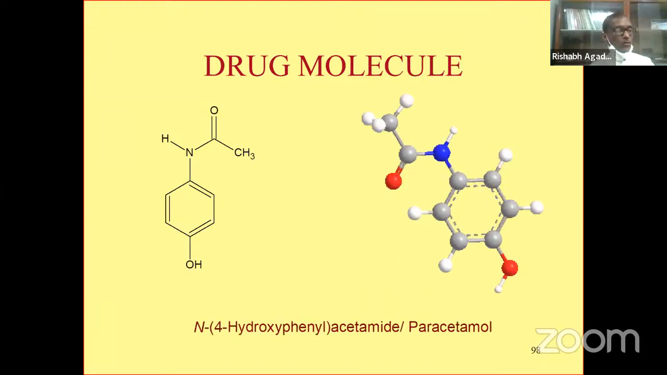Then another molecule which was commonly used during COVID treatment or for reducing temperature or body ache was paracetamol, Dolo 650.